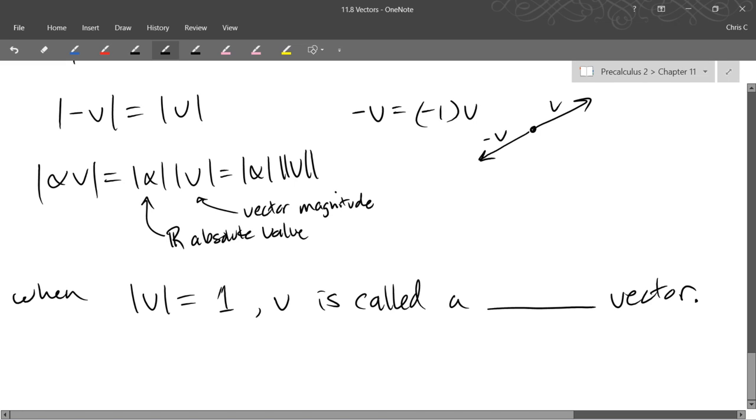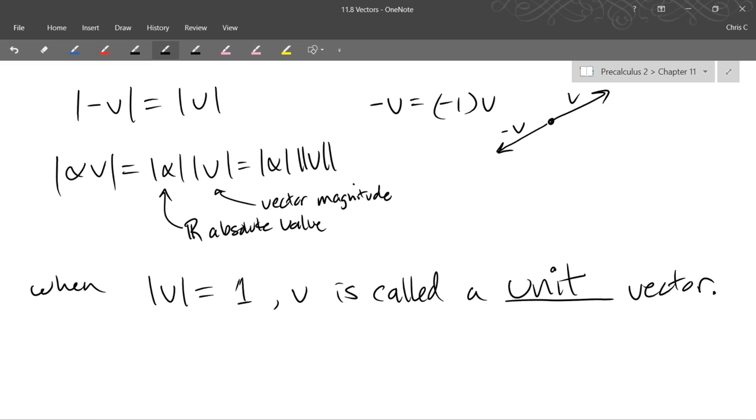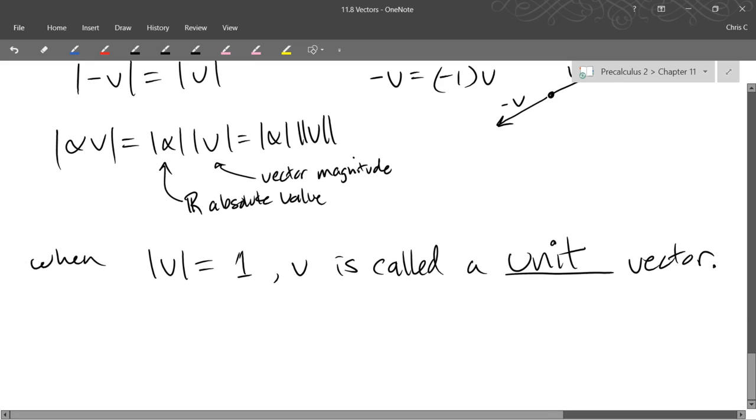All right, a Jeopardy question worth 0 points. When the magnitude or modulus is 1, what type of vector do we call this V? Very good, unit vector. So unit vector does have a 1. It's not in any particular coordinate. The 1 is in the magnitude or the length. So we have unit vectors here, and they have unit length 1.